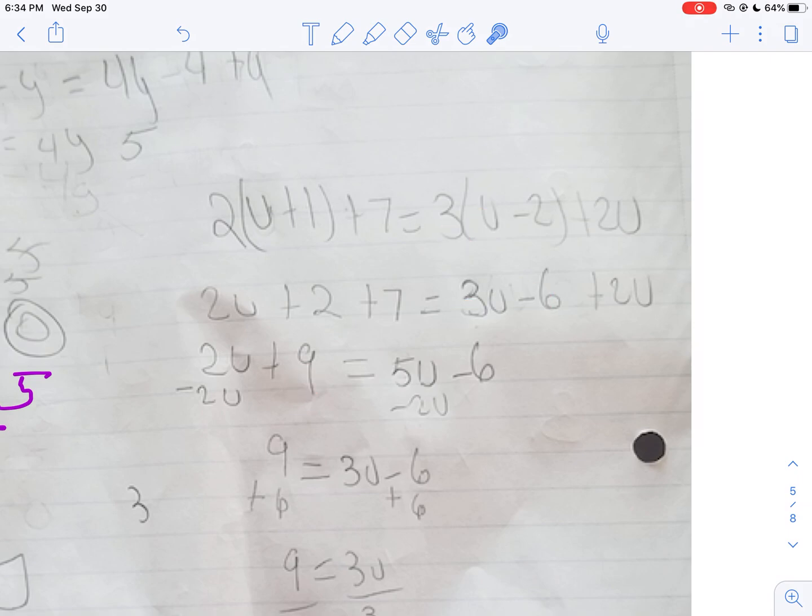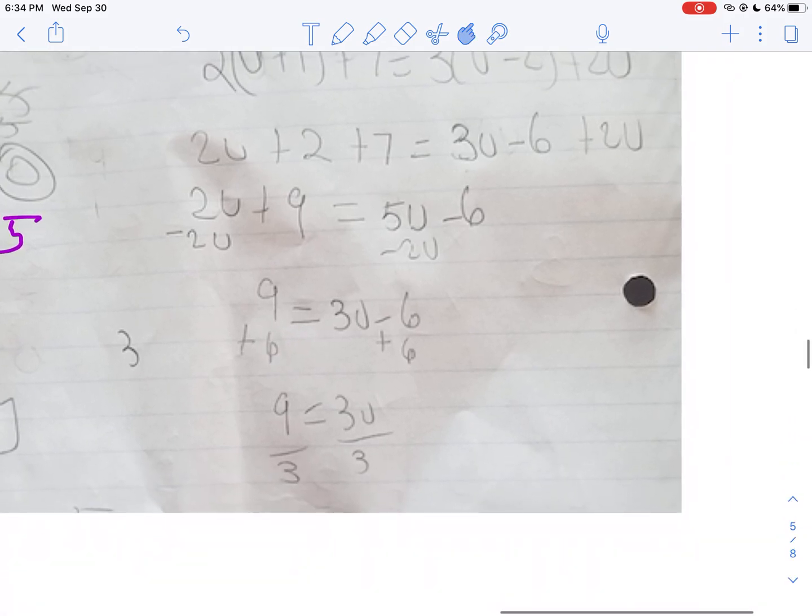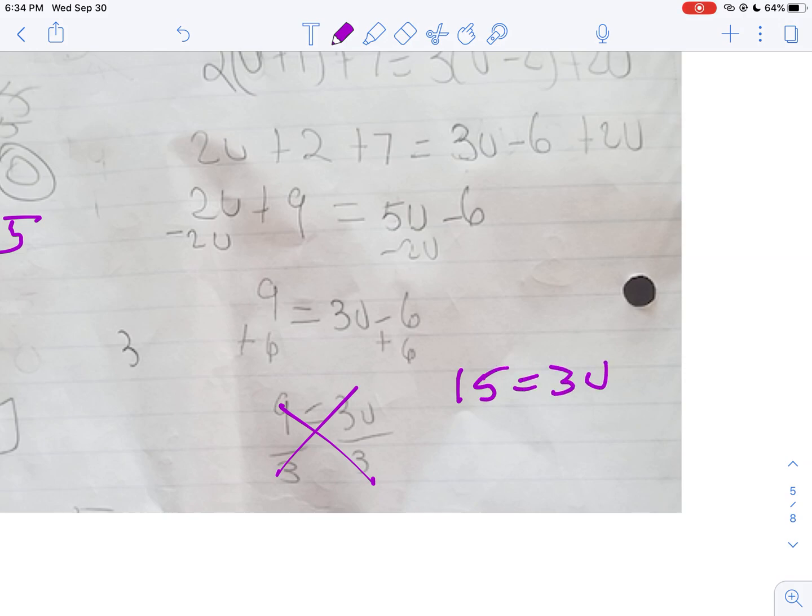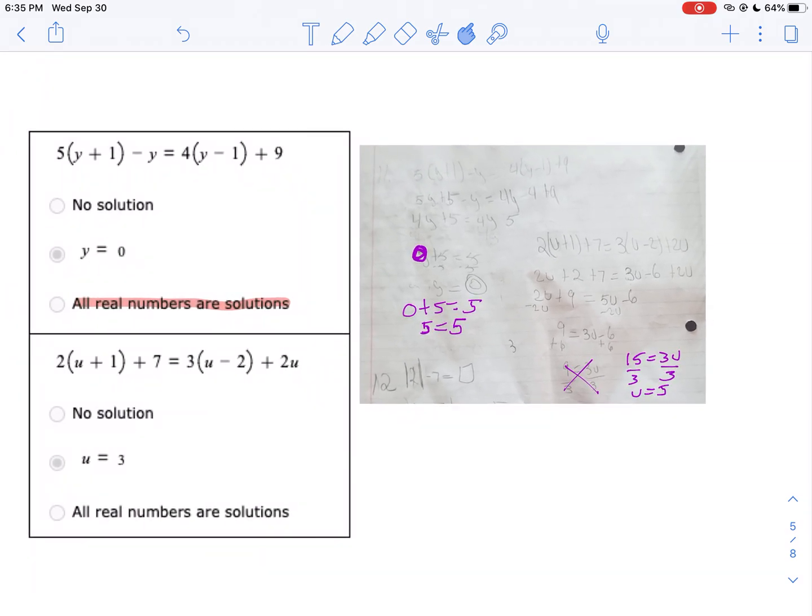3u minus 6 plus 2u. Well, 3u plus 2u is 5u. So you subtract 2u from both sides, you get 3u. You add 6 to both sides. Is 9 plus 6, 6? I'm hoping you're saying no, it's not. So at this point, it should have been 15 equals 3u. So then we divide both sides by 3, and u should have been 5 as the correct answer instead of 3.